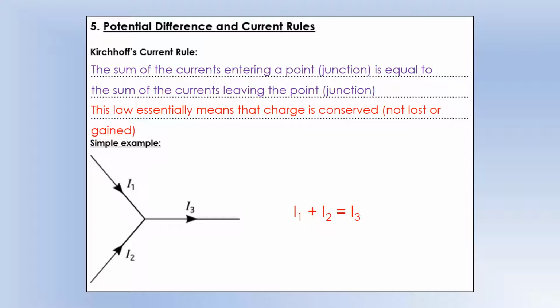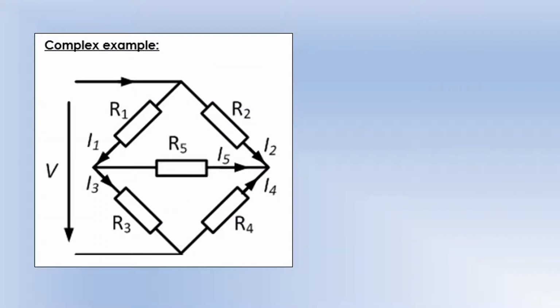Okay, so let's look at a more complex example and something a bit more like a circuit you'd actually see. This is about as complicated a circuit as you'll see at this level. This is actually known as a Wheatstone bridge. But regardless of how complicated this looks, we can still use Kirchhoff's current law to develop some relationships and actually see what's been done wrong with this diagram.